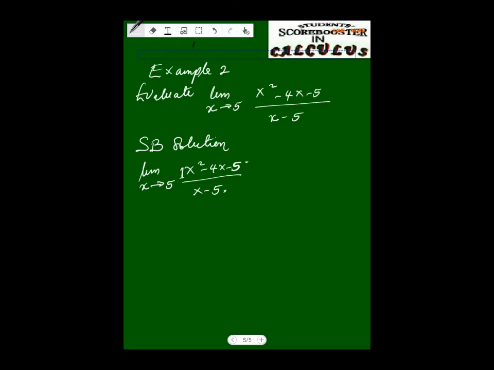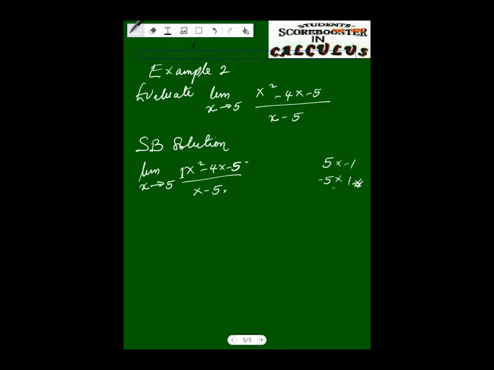Let's look at it. The factors of 5 are 5 times minus 1, or minus 5 times 1. Both of these, if you multiply, are going to give you minus 5. But which of them is going to give you minus 4? It is this one.